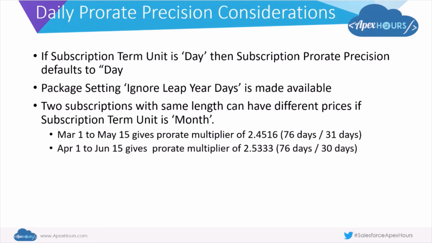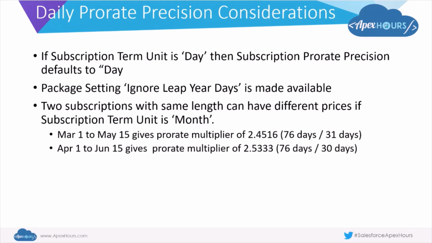If you choose your subscription prorate precision to be day, there are some important considerations to note, and we will walk through them now. Salesforce CPQ does have some unusual behavior with regard to some of the calculations. Now, the first thing to note is that if you have your subscription term unit as a day, then your prorate precision automatically defaults to day. You have no other option to choose from. And this logically makes sense because you cannot have a prorate precision which is less granular than your actual term unit, which would not make sense.